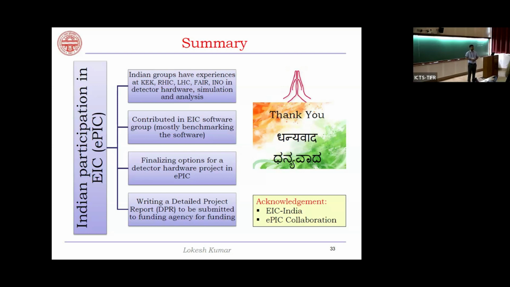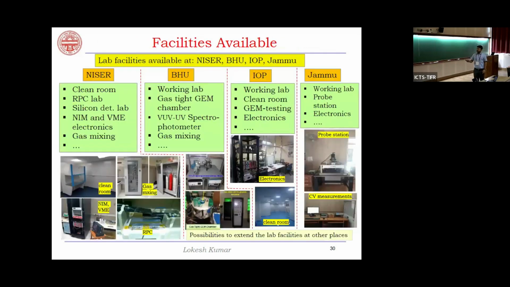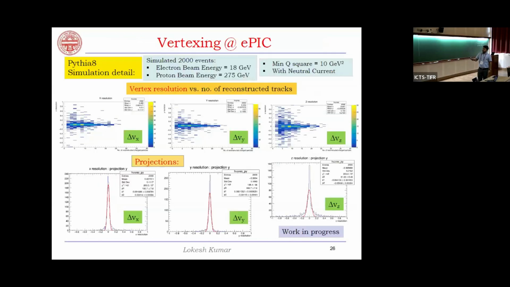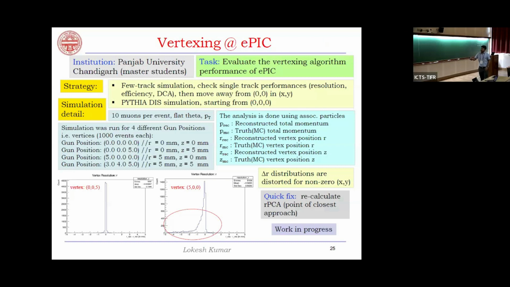So, do we have questions? When you were talking about the vertexing, do you have only one EP collision vertex in the event or more than one? Actually, it is done in 2 scenarios. Let me show you. We are following these 2 things. One is fixed track simulation, in which we are throwing 10 muons per event in flat theta and pT. Okay, so it's a muon gun and not an EP collision. Yeah, it's a gun.